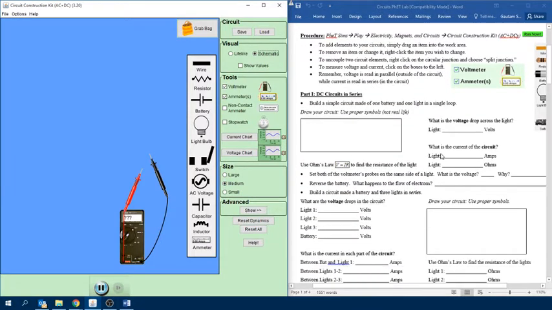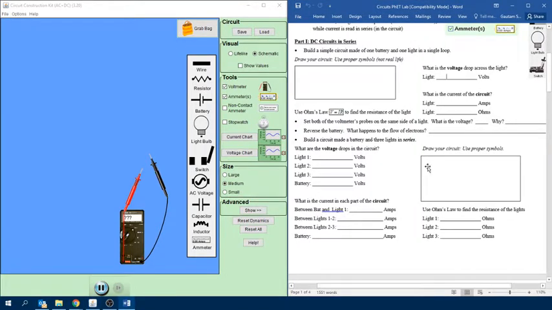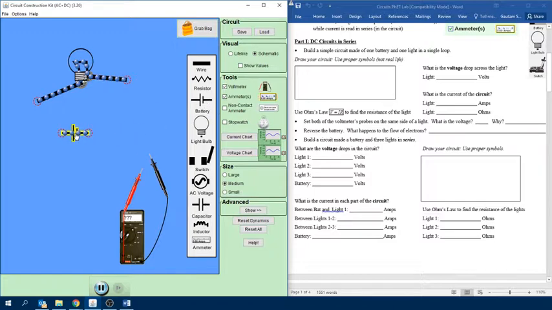All right, in the part one section, we're going to be building a simple circuit using a battery, a light, and a single loop. So let's begin. I have a battery element. I've got two wires. I have, oh, sorry, a bulb. I said battery. Bulb. And I'm going to need DC voltage. So there's a battery there. All right, I connect, and there we go.